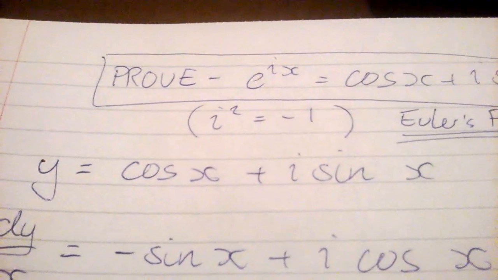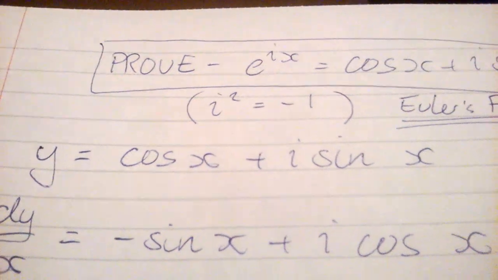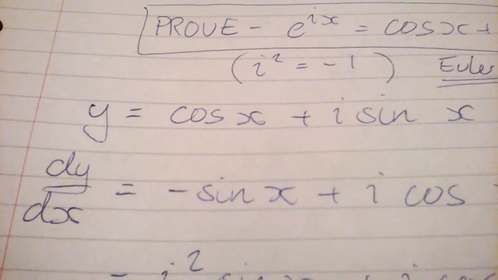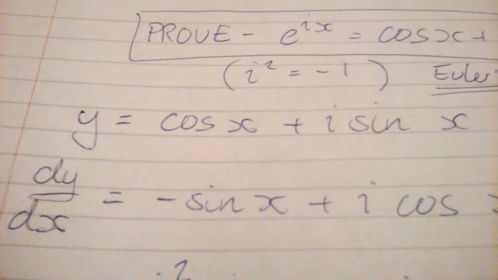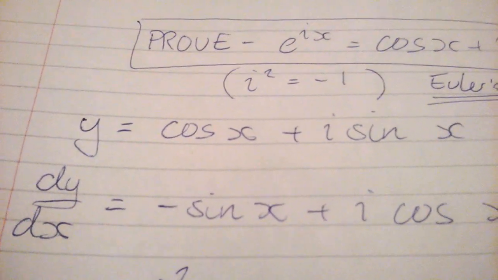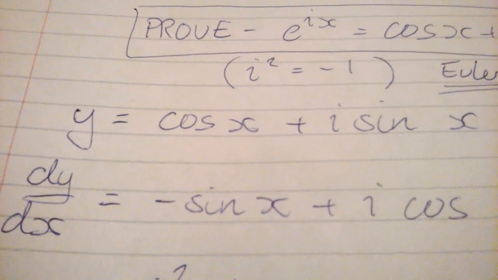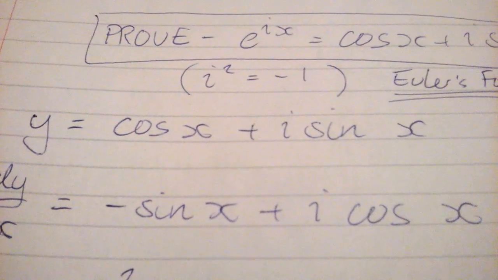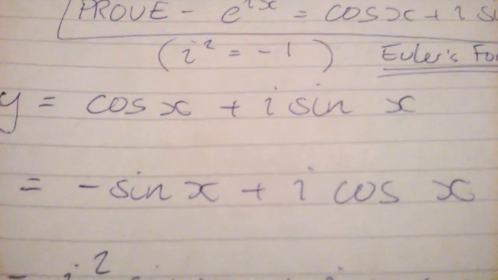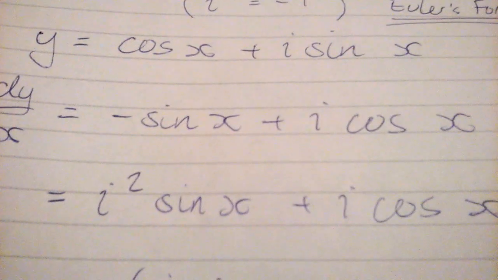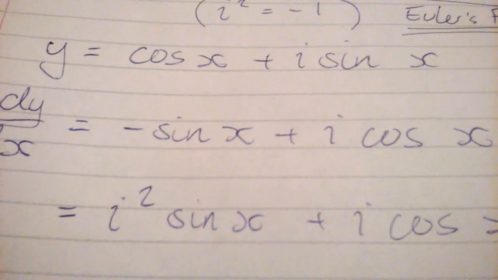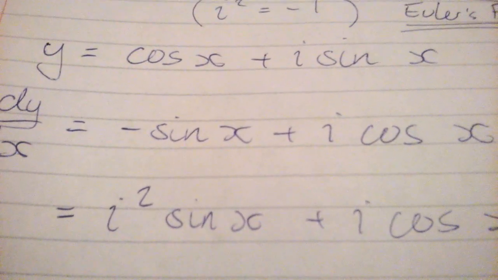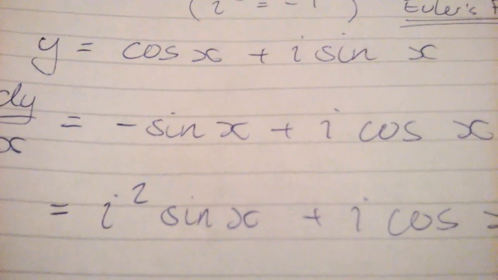equals cos x plus i sine x. So dy by dx, if you just differentiate that with respect to x, the cos x differentiates to minus sine x, and then the i sine x just differentiates to i cos x. Okay, so minus sine x, another way of writing minus sine x is i squared sine x, and then we still get the i cos x.